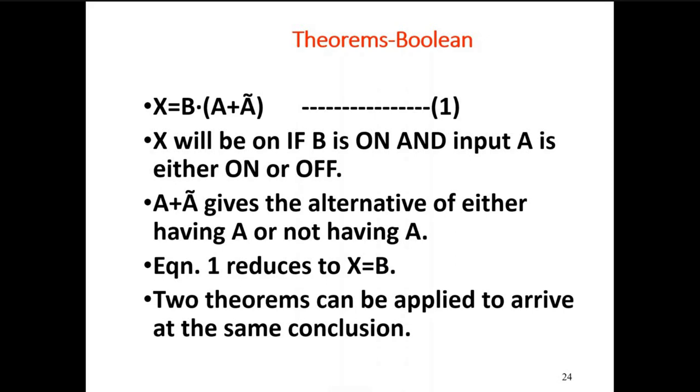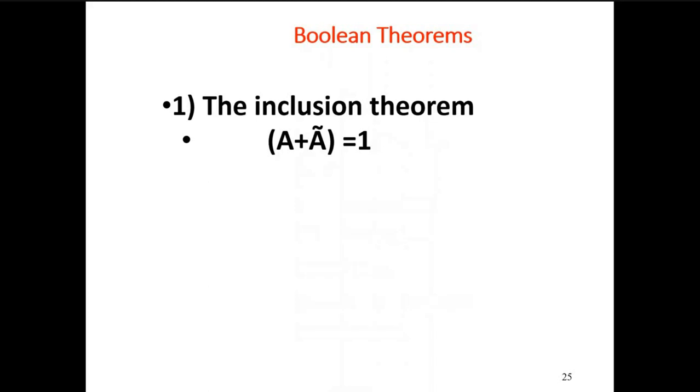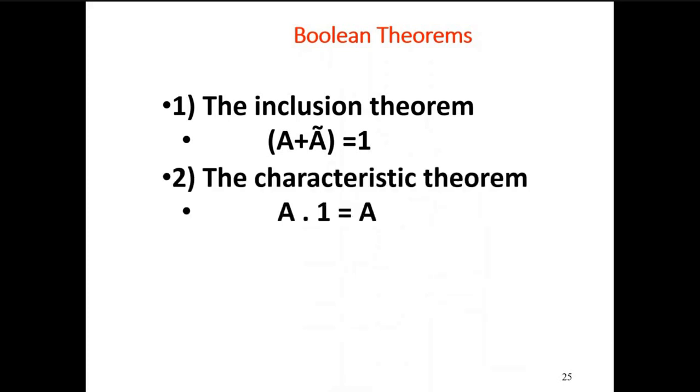So if A is true or not A is true, we'll reduce it to X equal to B. Okay, so two theorems have come into the picture here. What are those two theorems? First one is called the inclusion theorem, which says A or not A equals 1. If you see an expression such as what is shown here, you can use this theorem and say it's 1. Then comes the characteristic theorem, which says A and 1 is A.